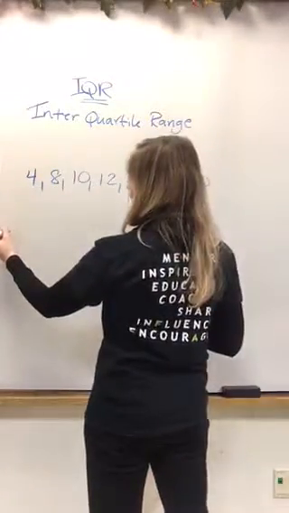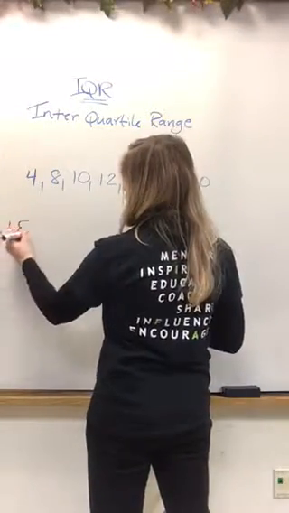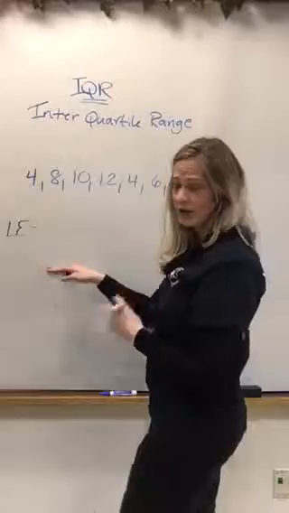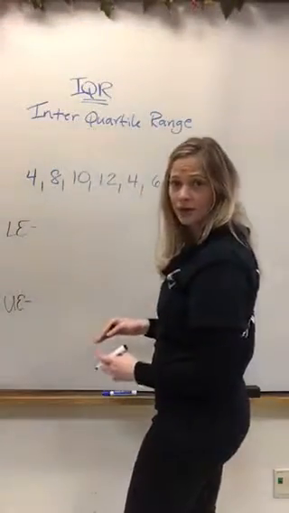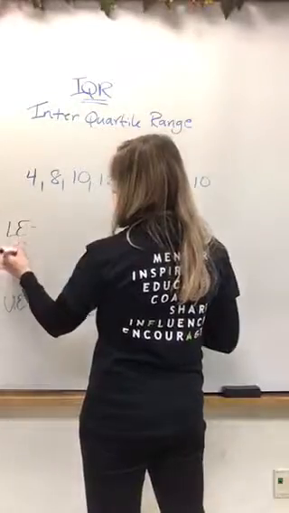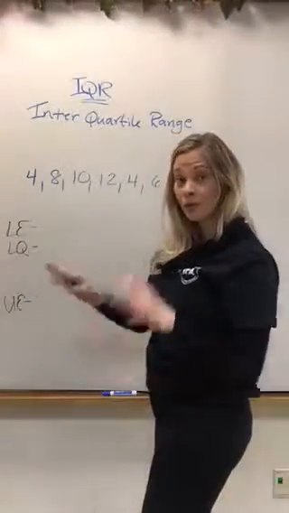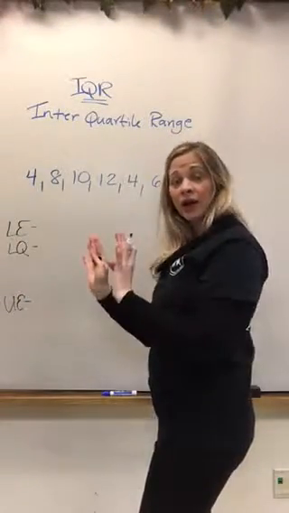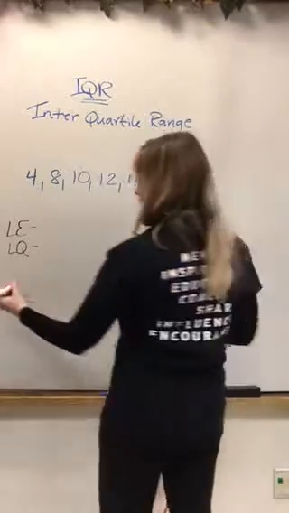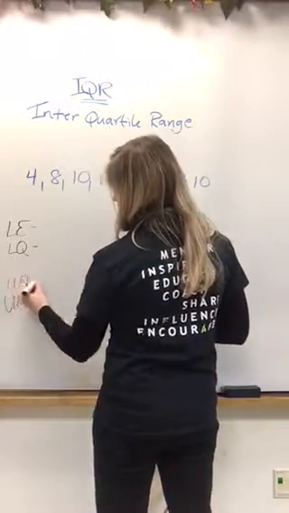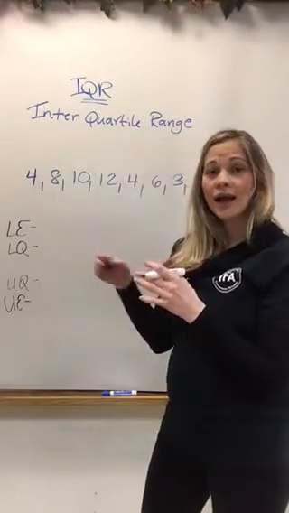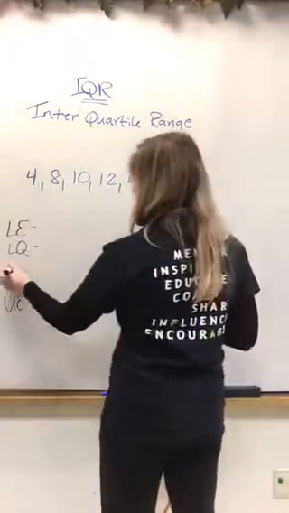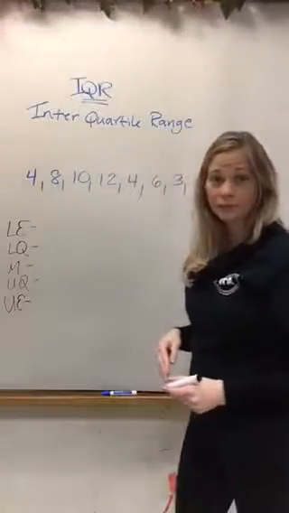So you'll be finding the lower extreme, which is the lowest number in your data set, the upper extreme, which is the greatest number in your data set, the lower quartile, which will come after we've manipulated the lower half of the information, the upper quartile, which is the upper half of the data set after the median, and the median, which is the middle number.